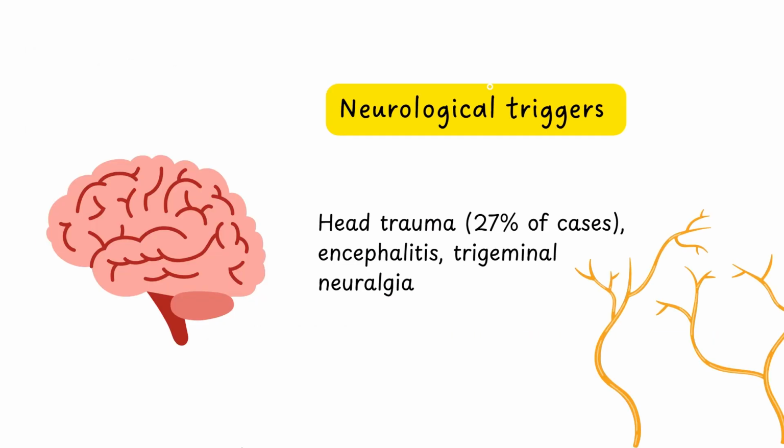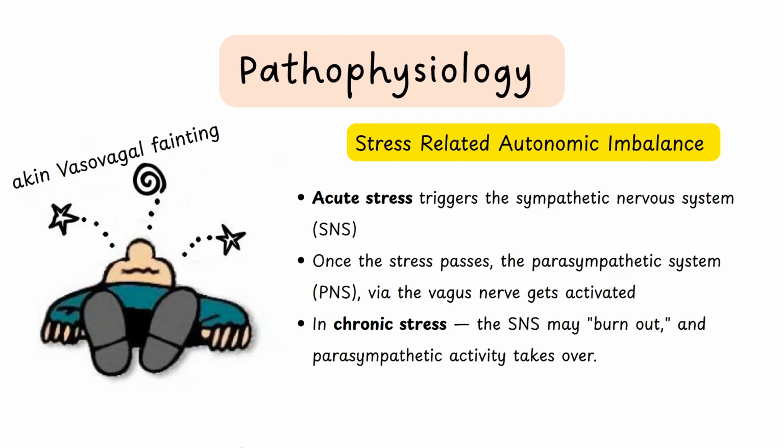Now, neurological triggers also play a significant role. Head trauma is seen in 27% of the cases of accommodative spasm. Encephalitis, trigeminal neuralgia are all the other conditions which could be associated with accommodative spasm. Also, stress-related autonomic imbalance could be one of the causes for accommodative spasm.